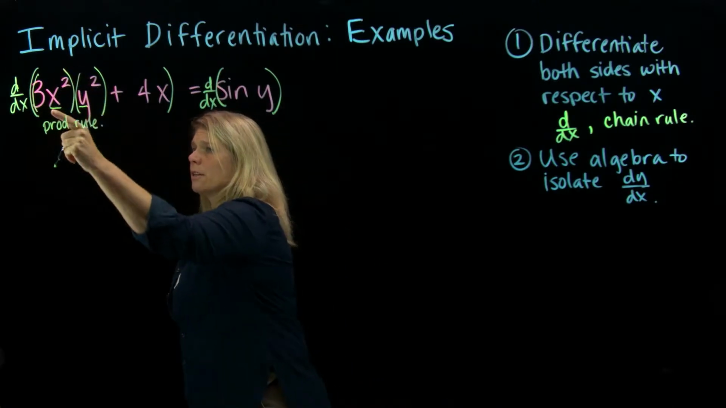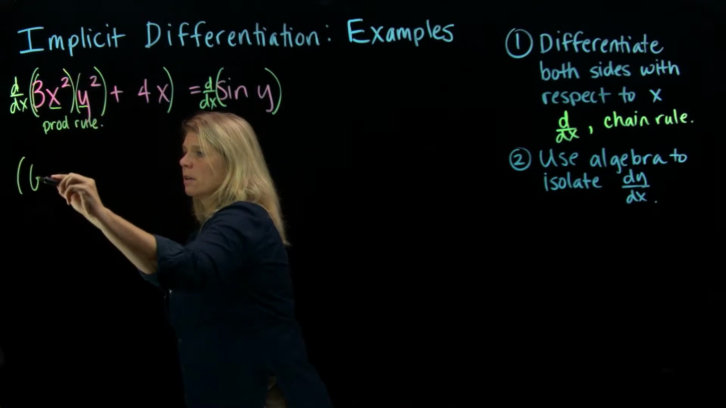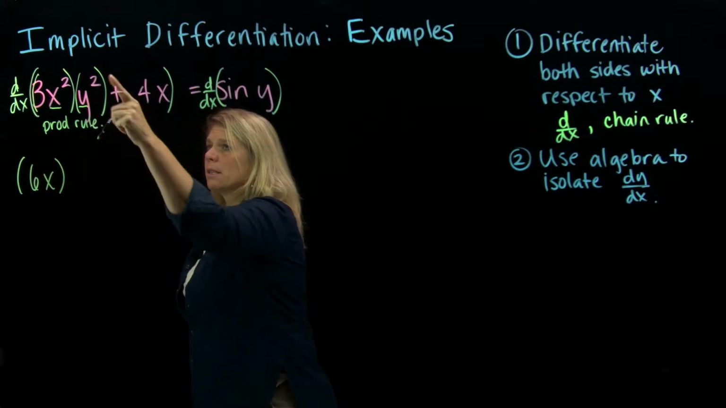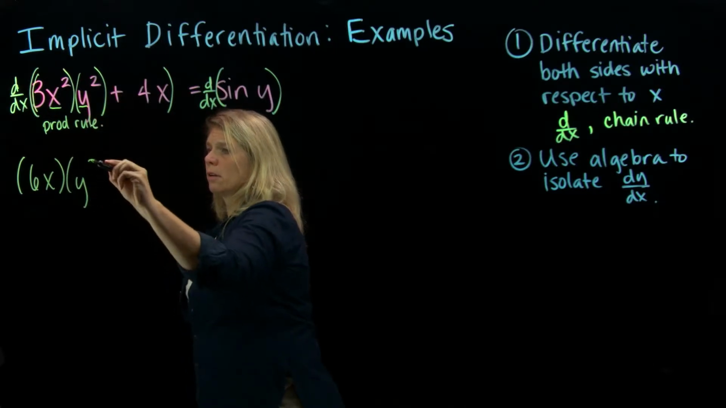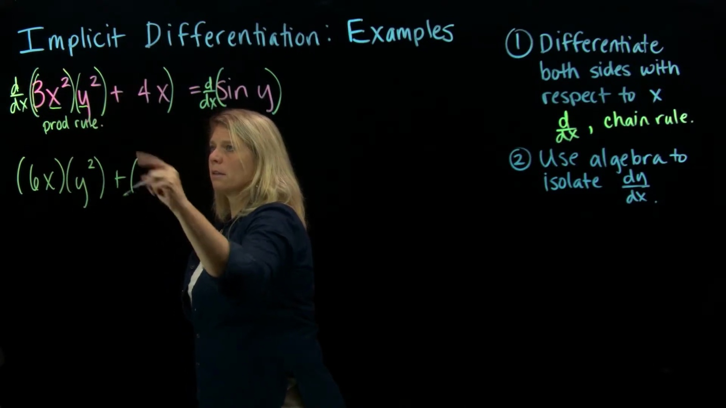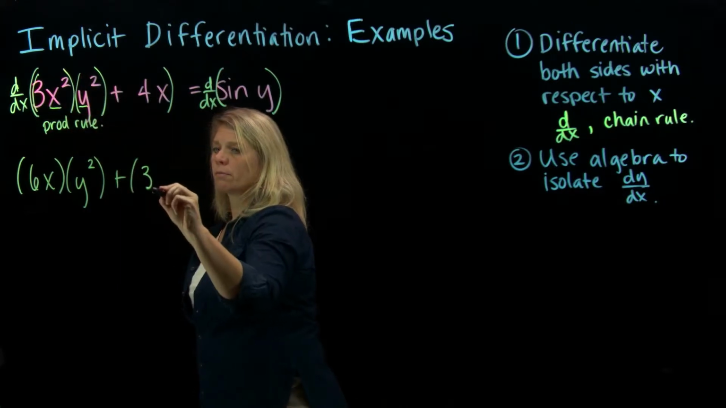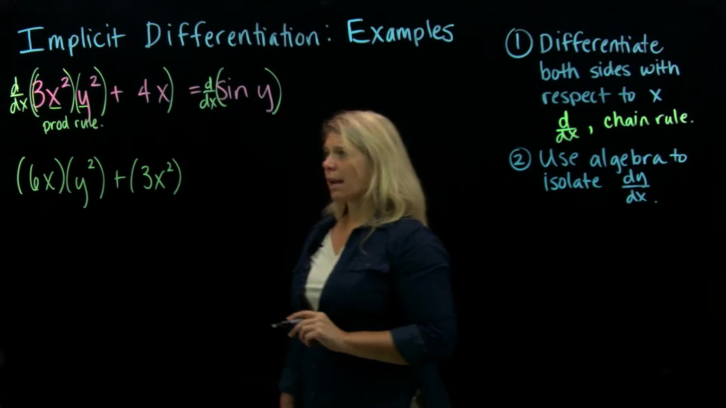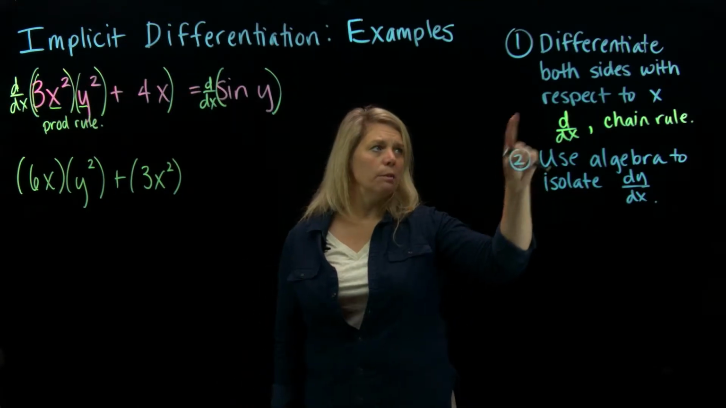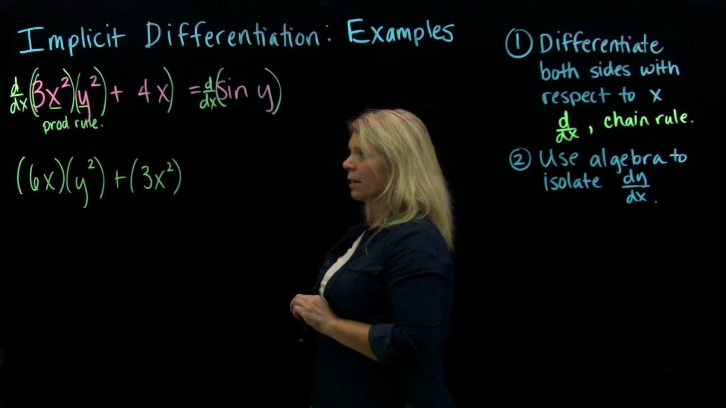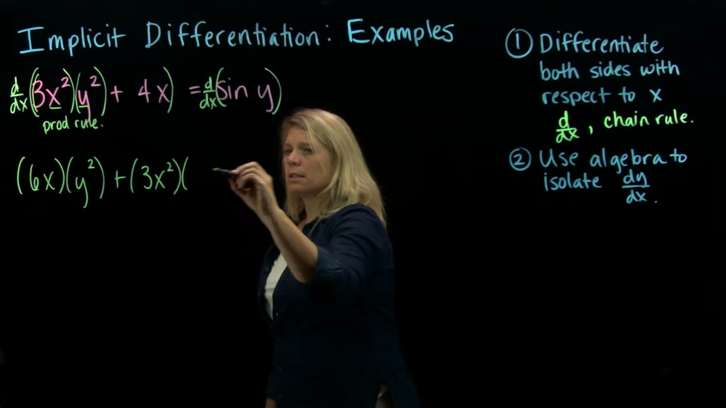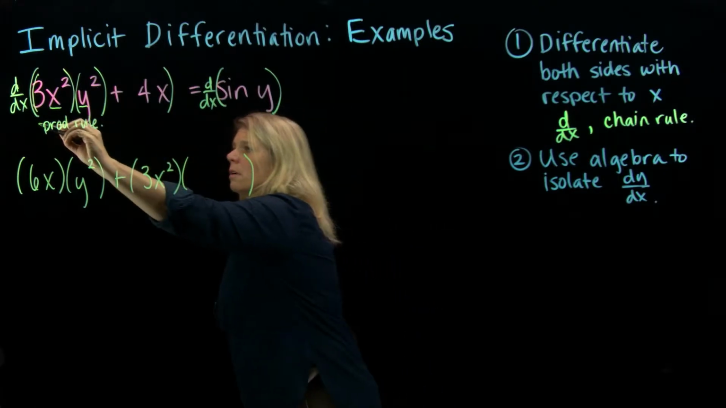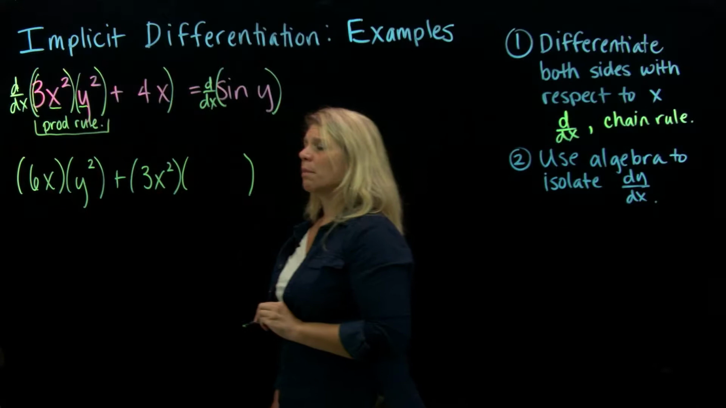Okay, so we're going to go ahead and set this up for product rule. We'll be taking the derivative of the first times the second function plus the first function. And then when I take the derivative of the second function, that's where I'm going to need to really be using implicit differentiation here in chain rule. So this is the end of my product rule on this first term here.